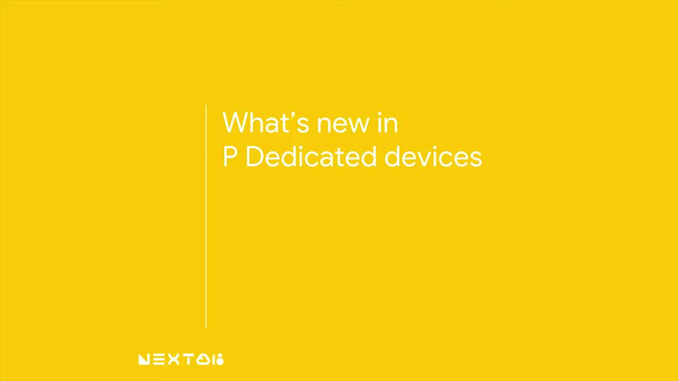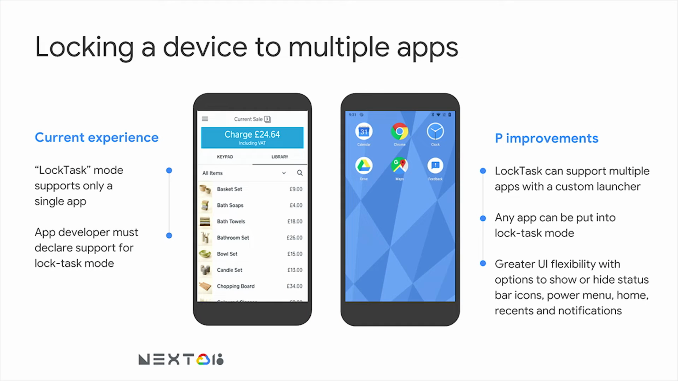Okay, so let's talk about dedicated devices. As I mentioned, these are the devices that are often used for a single purpose, or maybe ruggedized hardware that's been augmented with barcode scanners and all kinds of things. We see lots of innovation in this space within our team. One of the most popular modes for devices of this type is something we call lock task. This is locking the device to only be able to use either one or a handful of applications. You can see on the left-hand side here, there's an example where a device is being locked to be a point of sale. In the current experience, lock task mode only supports a single application. So you're only able to lock to one application at a time.